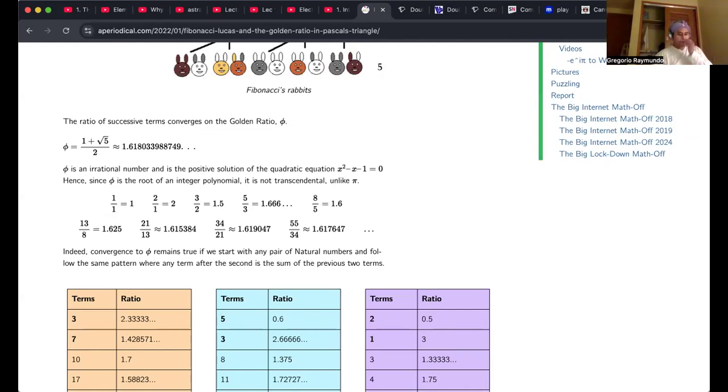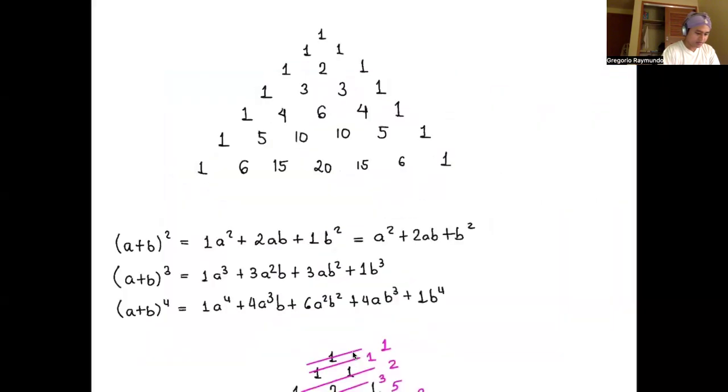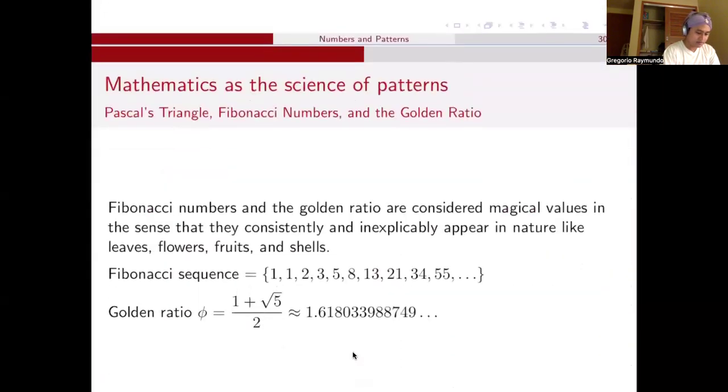So again, yung ratio natin dito, Pascal's triangle yung nakukuha natin. Yung ratio ng bawat number, it approximates the golden ratio.